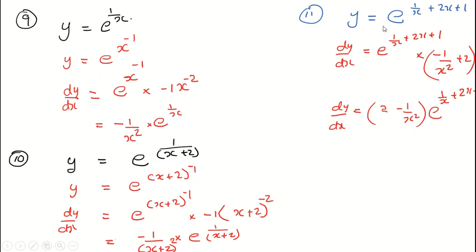y equals e to the power 1 over x plus 2x plus 1. So dy over dx is equal to e to the power 1 over x plus 2x plus 1. When you differentiate 1 over x, as we did earlier, it is minus 1 over x squared. When you differentiate 2x, it is 2. When you differentiate 1, it is 0. So 2 minus 1 over x squared into e to the power 1 over x plus 2x plus 1. Right.